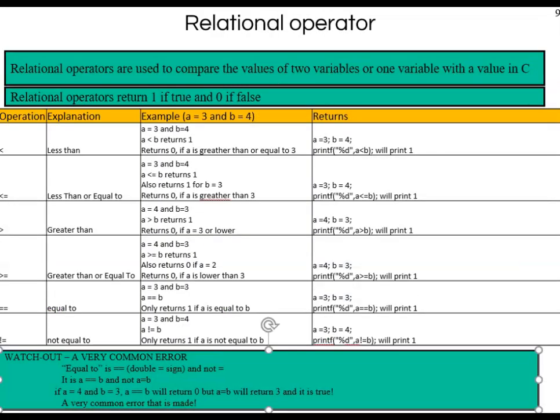So relational operators are used to compare values of two variables or one variable and a value, right? So if the value is true, then it returns 1. If the value is false, it returns 0.